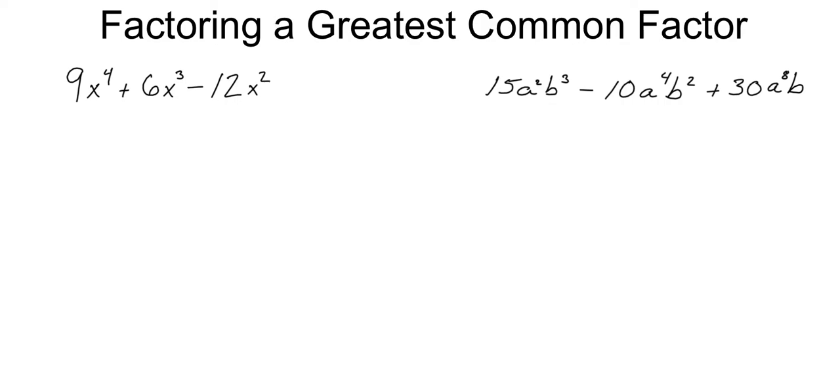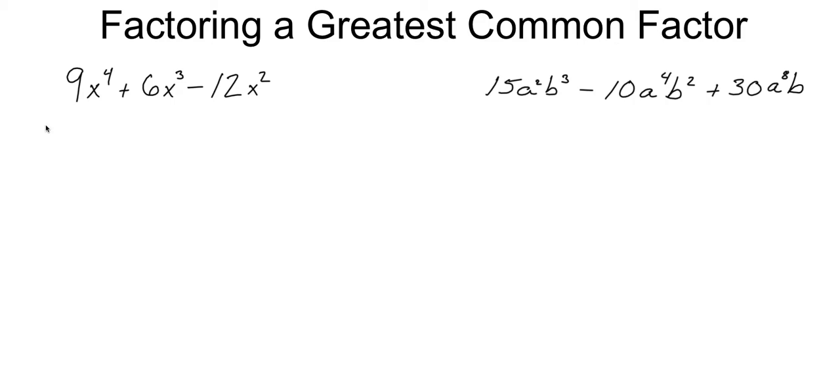In this video, I'm going to show you how to factor out a greatest common factor. So first, we're going to look at this expression over here on the left, the 9x to the fourth plus 6x cubed minus 12x squared. If we first look at the coefficients, the 9, the 6, and the negative 12, the greatest common factor that goes into those, what they all have in common is they can all be divisible by 3.